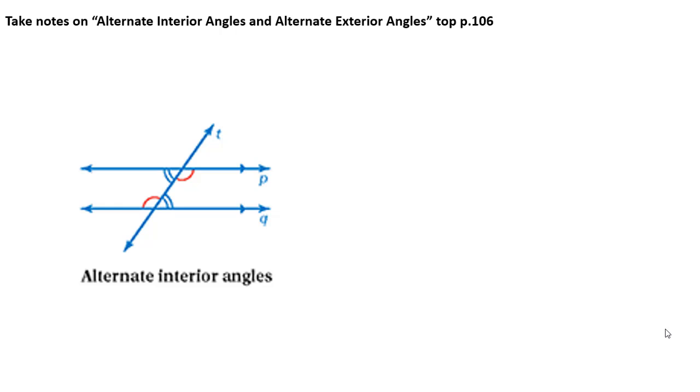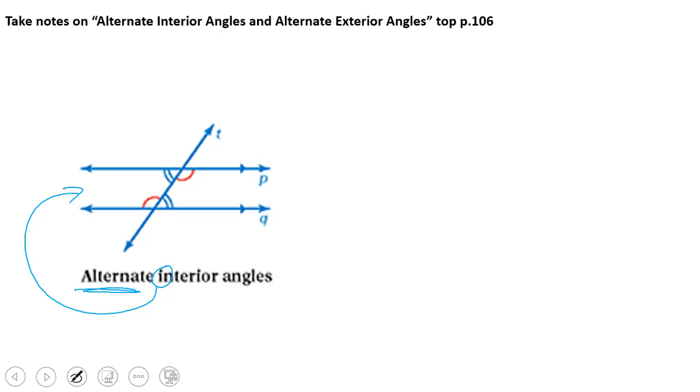So from the top of page 106, we have two more special types of relationships formed by two parallel lines cut by a transversal. The first one, alternate interior angles. And I want to talk about ways to remember. Interior means inside your home. The inside of the home, it means the inside of the parallel lines. Alternate meaning opposite sides of the transversal.